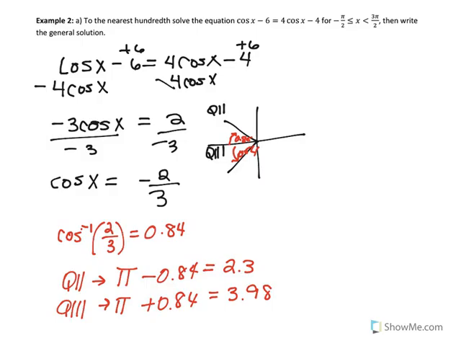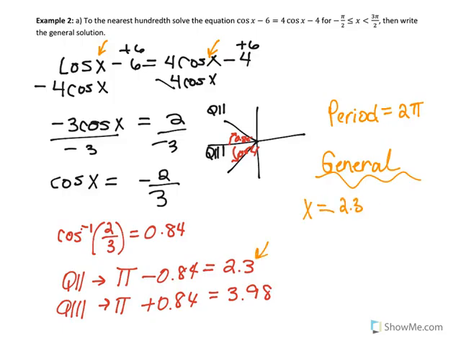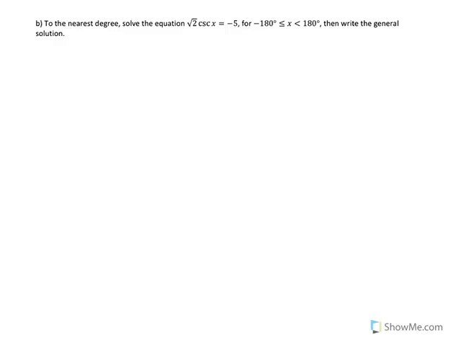So looking at this, my period for this function is 2 pi, and the reason I know it's 2 pi is because there's nothing in front of these x's. It's just a 1x. So it's a normal period. So to find my general solution, I'm going to take my intercept, so 2.3, and add 2 pi k, where k is an integer. And then we're going to do 3.98 plus 2 pi k, where k is an integer. Okay, we're going to do the next one.